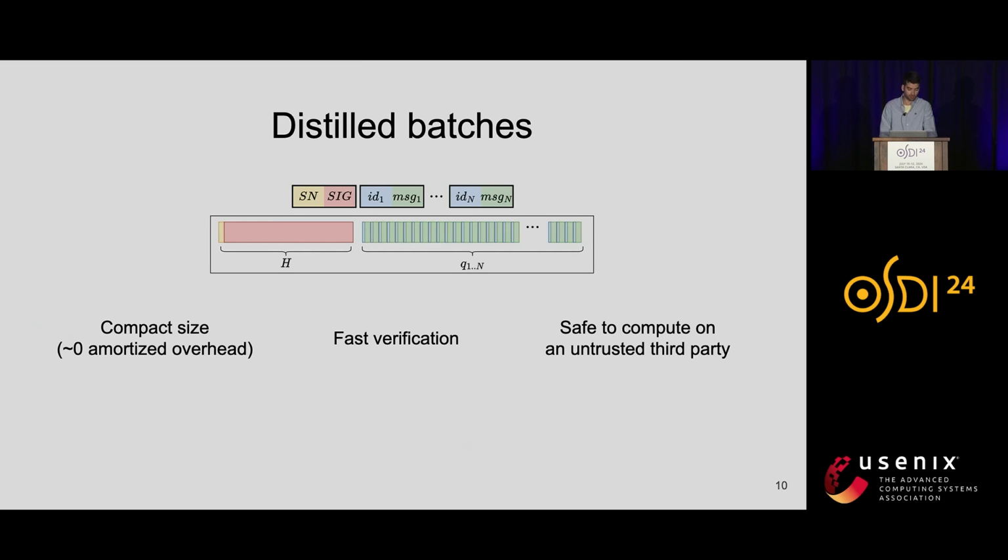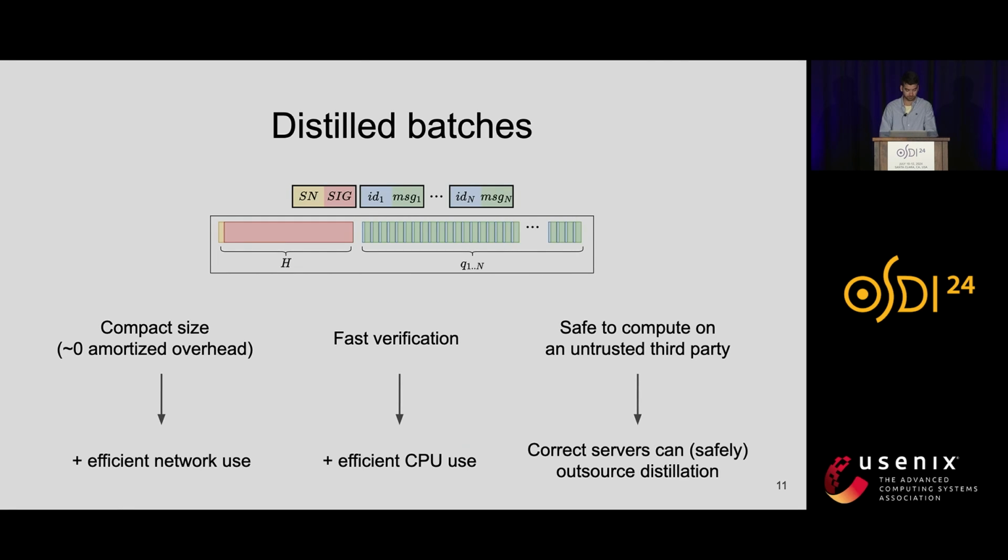So our distilled batches have a compact size. The overhead is essentially 0 amortized over the size of the batch. What you see in red is essentially 200 bytes, and the rest is just payloads. They're fast to verify, and they're even safe to compute on an untrusted third party. So this leads to more efficient network use, more efficient CPU use, and correct servers can even safely outsource the distillation process, which is a bit expensive, to third parties.